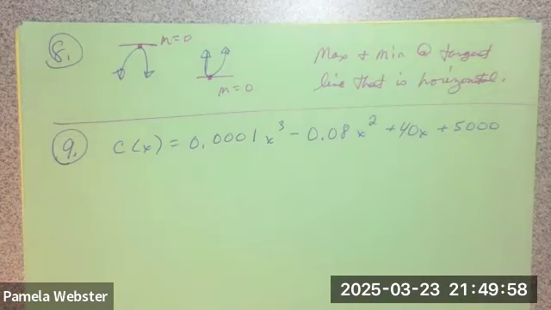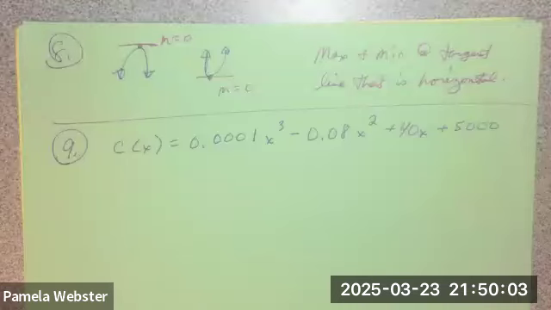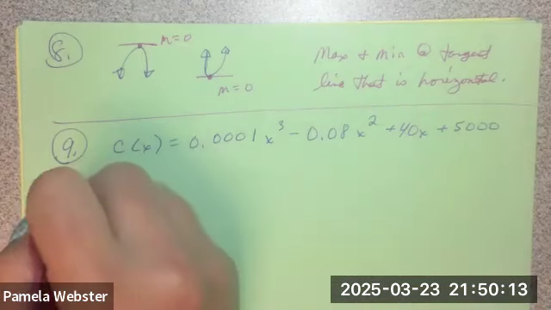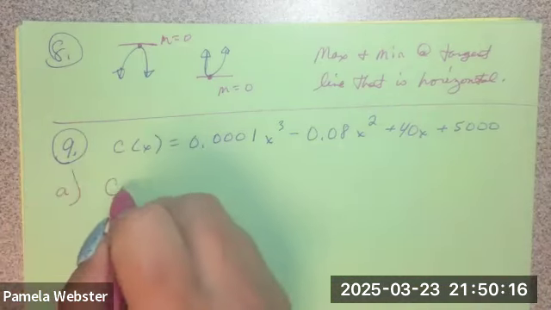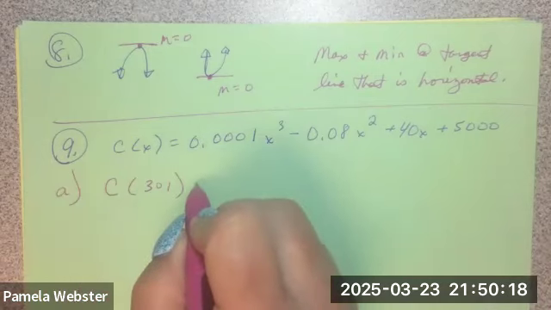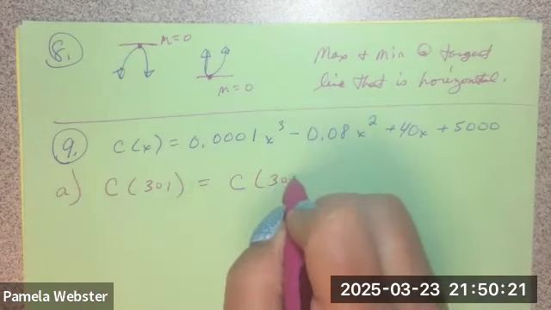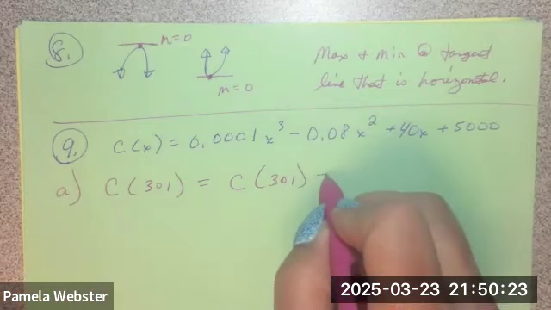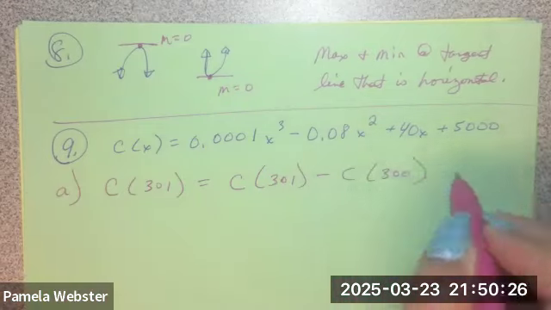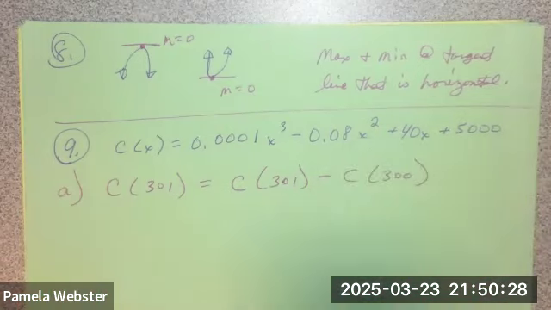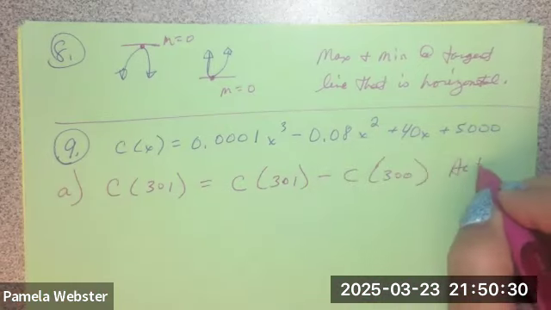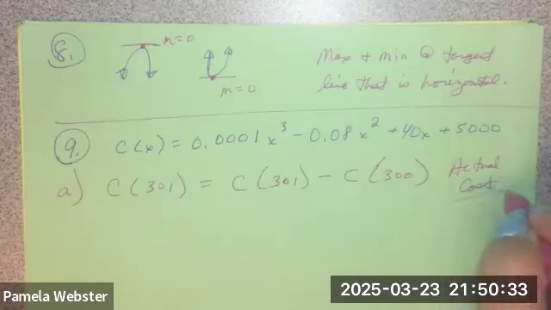So it says, here's your cost function. Management determined that. They gave it to you. X stands for the number of MP3 players that are produced. Okay. Find the actual cost to produce the 301st MP3 player. Now, if you remember, the cost of the 301st is equal to, you make all 301 of them, and then you subtract out the cost of the first 300. Does that make sense? Remember that? That's the actual cost.